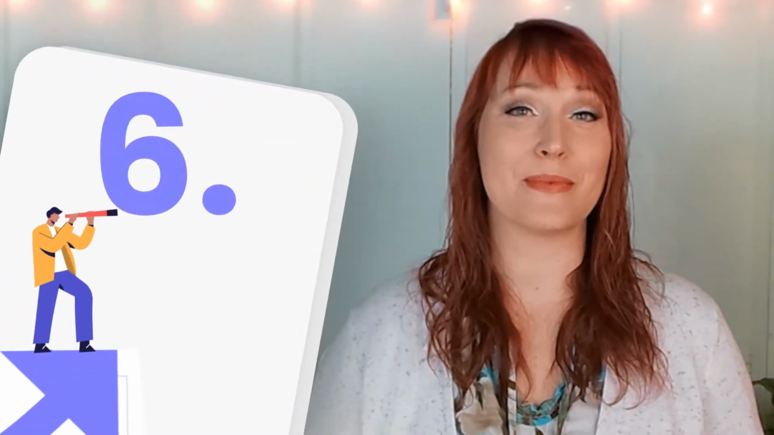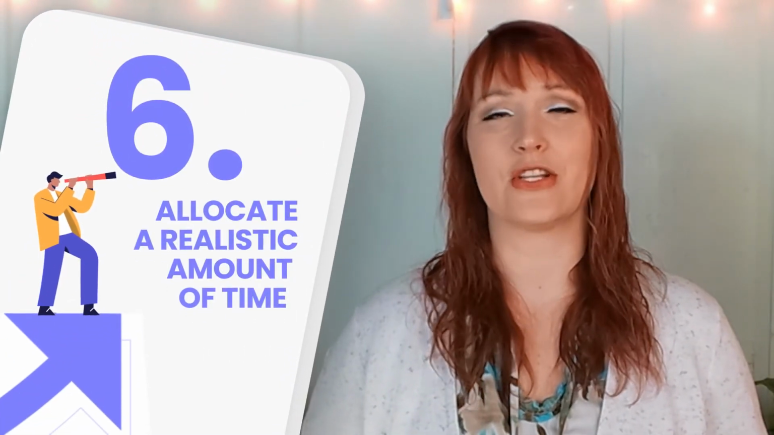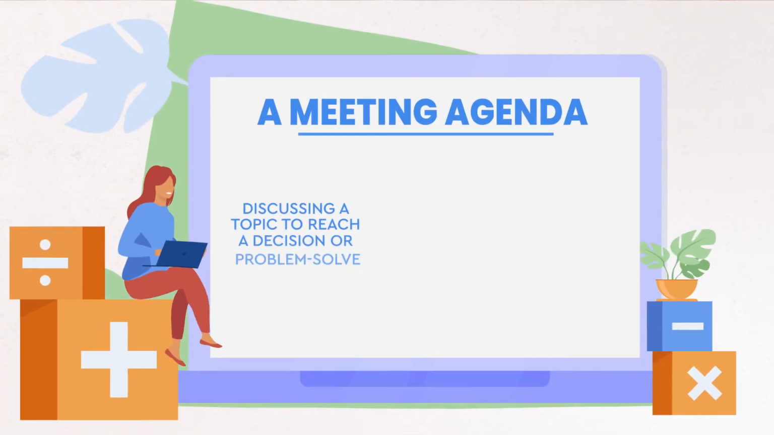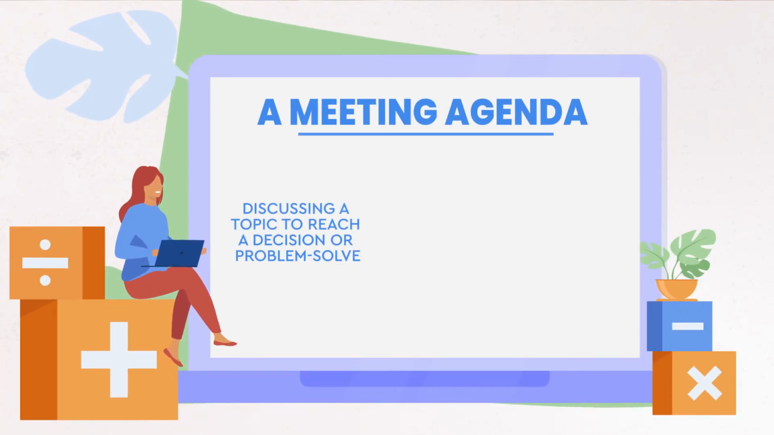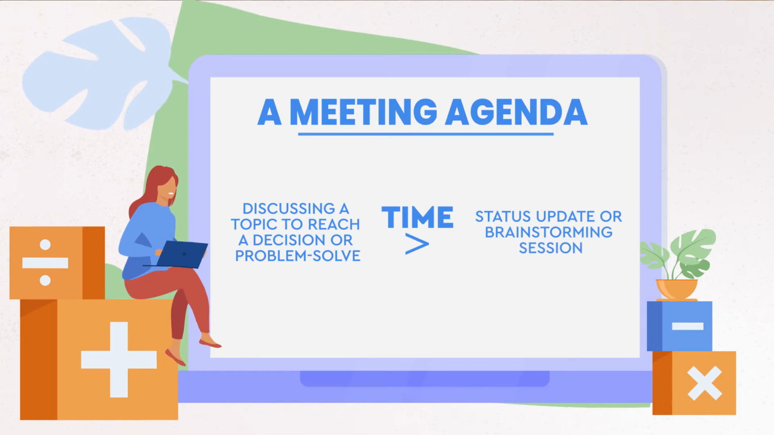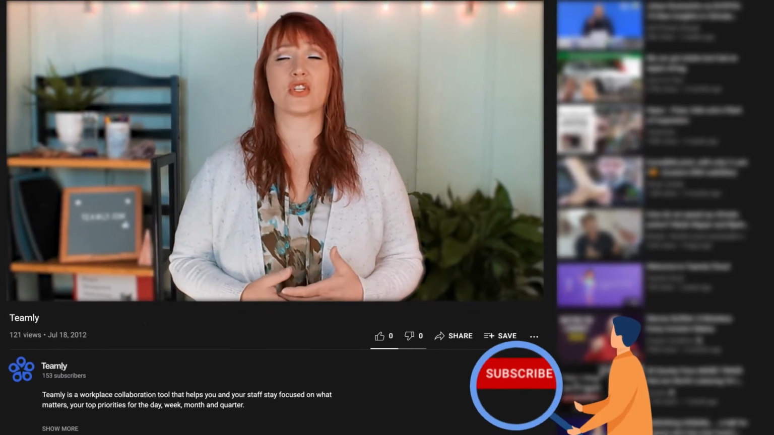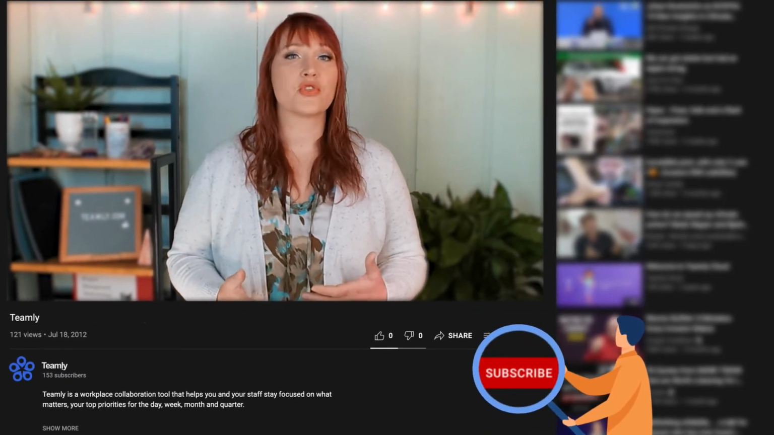Our sixth meeting tip is to allocate a realistic amount of time for each topic. Typically, most people don't leave enough, and while it can be tricky to figure out how much time to allocate, we've got some helpful guidelines. For instance, if you're discussing a topic to reach a decision or problem solve, you'll want to allot more time than you would for a status update or a brainstorming session. Likewise, if the meeting has 10 or more attendees, you can expect the discussion to run long. The same holds true if you're talking about a complex topic, such as a technical challenge. In either case, you'll want to schedule more time for the discussion.